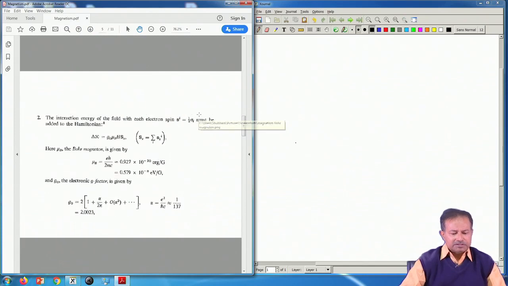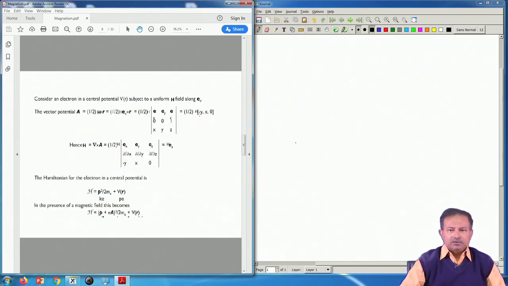So, let us just now understand how an electron in a magnetic field, a free electron in a magnetic field, behaves. How does its Hamiltonian change from when there was no field? That is what we are after now.